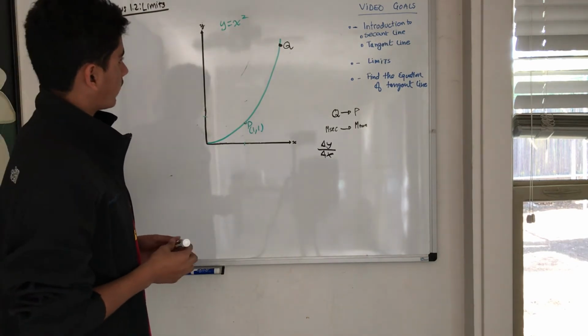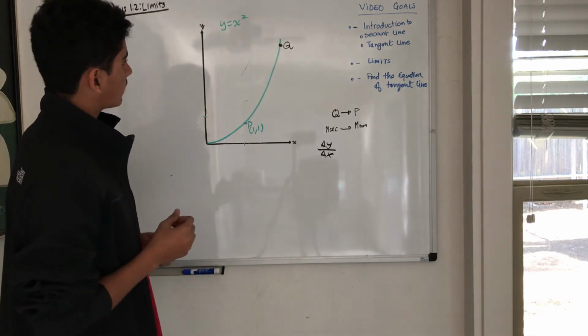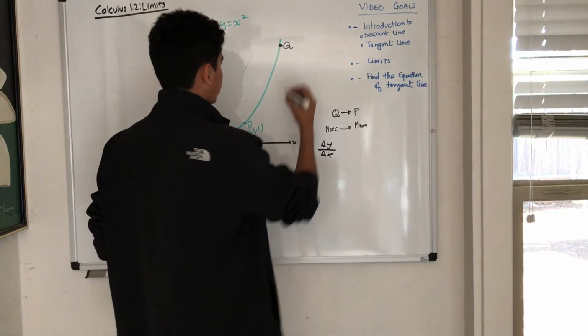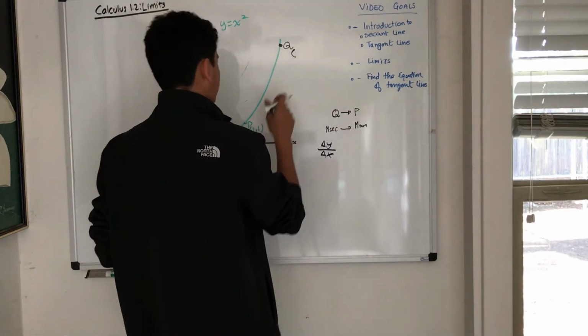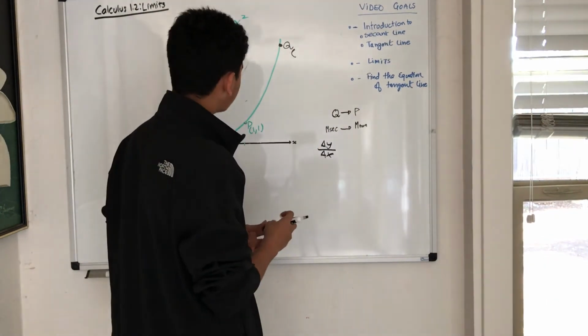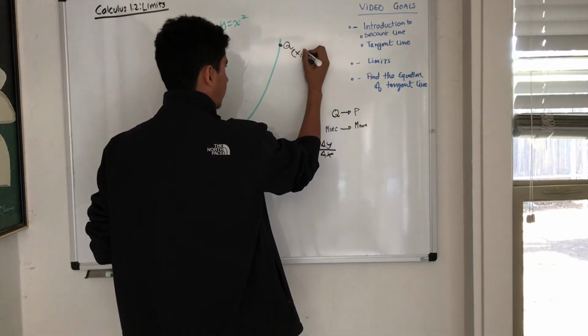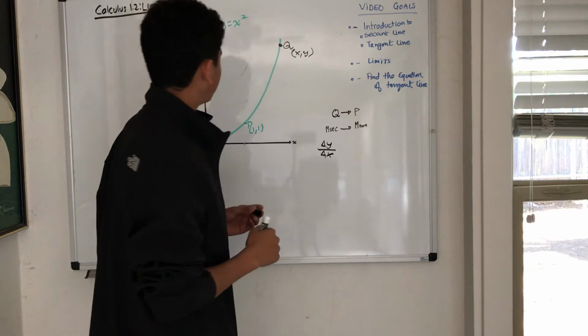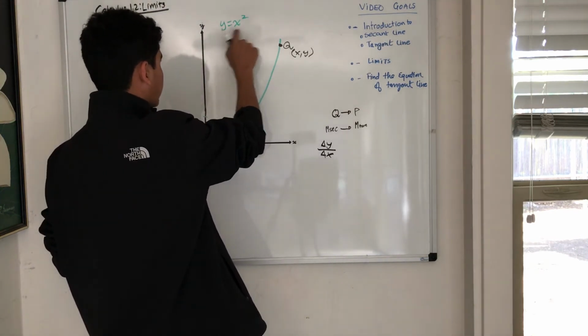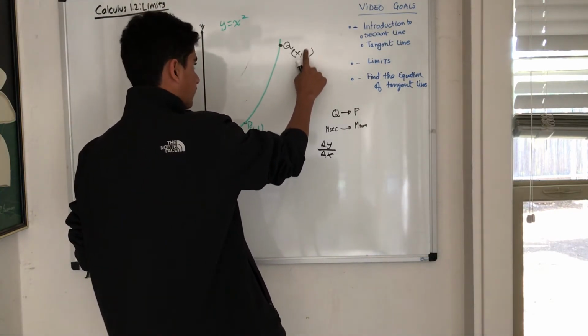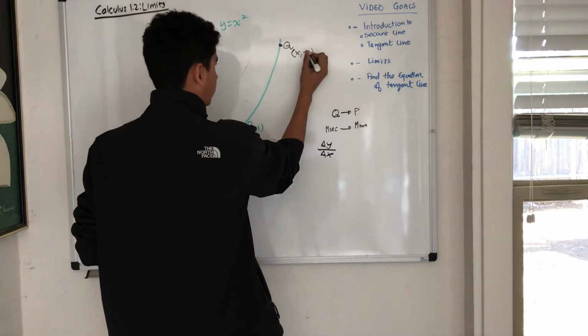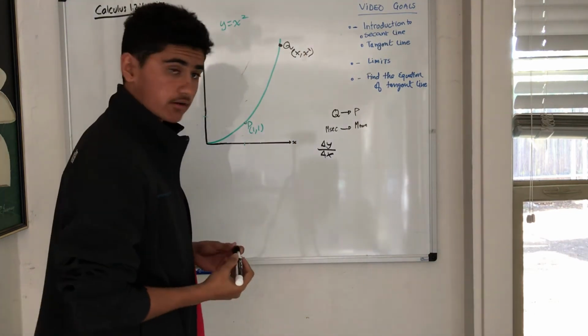So what is our value of Q actually going to be? I'm not going to plug in any values specifically, but in general, the point would be x comma y. But since we're given y is equal to x squared, we can change it to x squared, which would be easier for us.